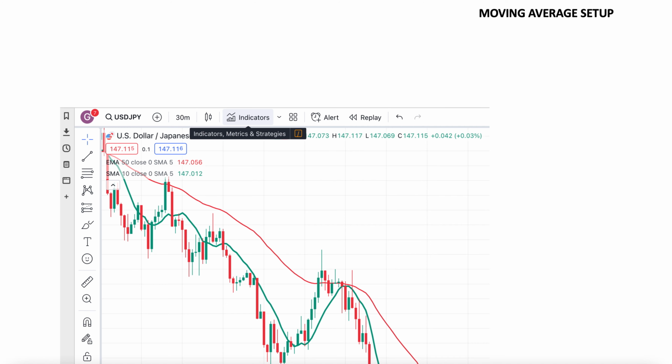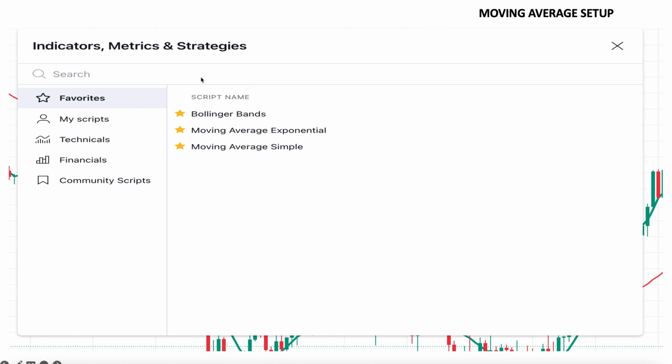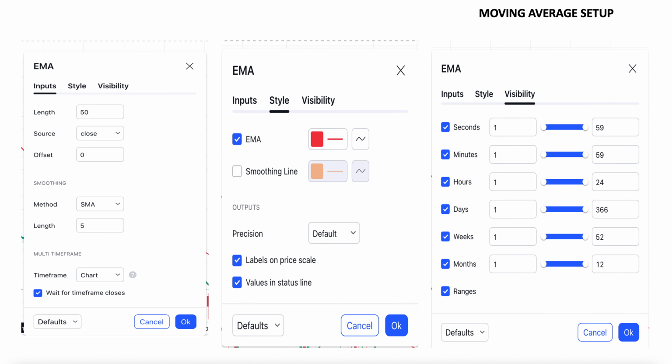So moving on, how can you find these moving averages in the market? How can you use it, and how can you find it? It's very simple, guys. When you go to TradingView, you click on the indicator, and you're going to see a pop-up with indicators, metrics, and strategies. Then you click on the search button and type moving average. Here I have the moving average simple, which is the SMA, and the moving average exponential, which is the EMA. When you click on it, it takes you to the settings, and then you set it. I have the 50 length, and you can set whatever you want to use.